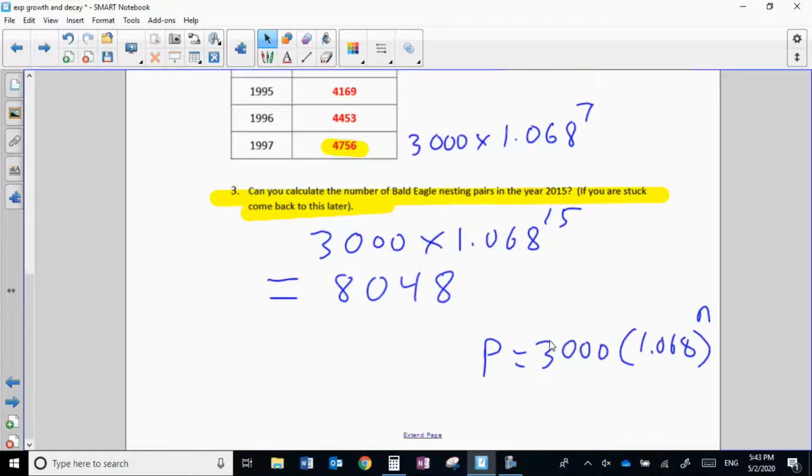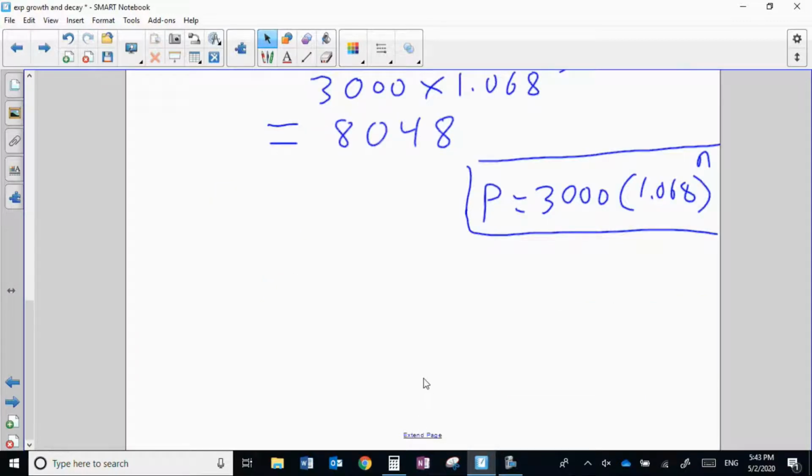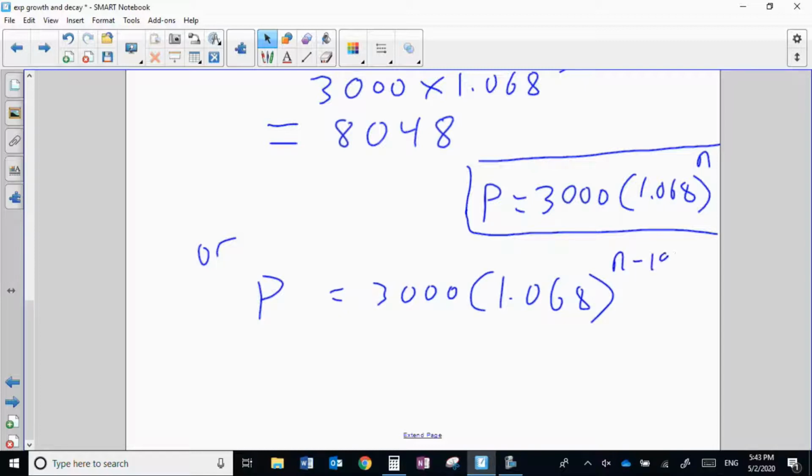So one option, and this is fine for a formula, you could write that as a formula, and then just explain, look, P is population, and n is number of years since 1990. Or you could do something like this. You could say that it's 3,000 times 1.068 to the power of n take away 1990. So that this way, n is now the year. So you plug in 2015 into the formula, and you end up subtracting 1990. And hey, even better, let's use our function notation, P of n.